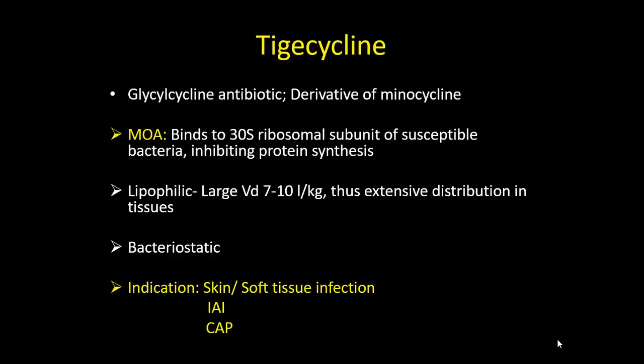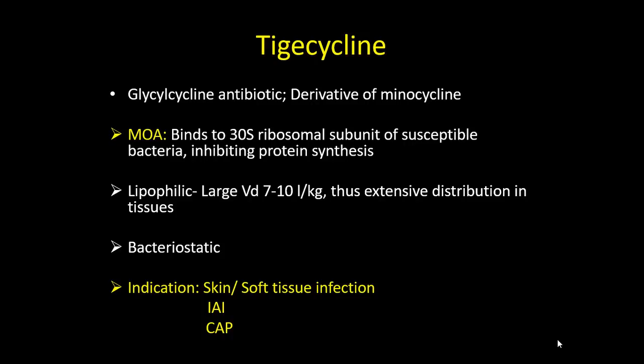Tigecycline is mostly a favorite drug for gastrointestinal surgeons and gastroenterologists, especially in GI units, because of its increased accumulation in different bodily fluids, including abscesses and even the lung. It gets into lung abscesses also, at very high concentration. Tigecycline is a glycylcycline antibiotic, a derivative of minocycline.